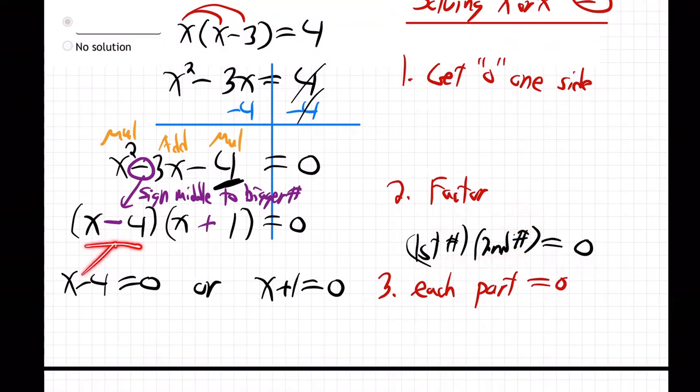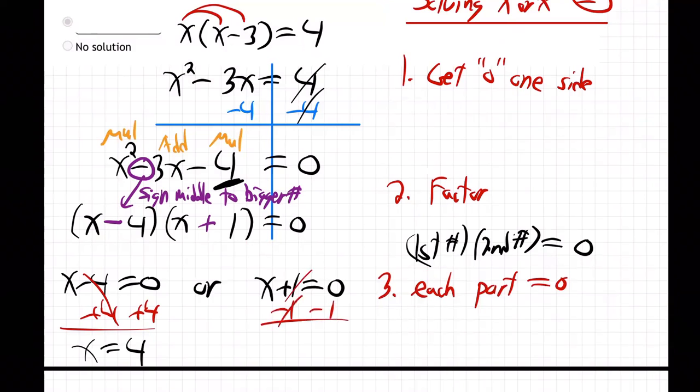So it means the first parenthesis is 0 or the second parenthesis is 0 because these are 2 things multiplying to equal 0. Okay, and then we just go on from there to solve. So solve for x, add 4 to both sides, boom. So x is 4, and here subtract 1 from both sides. So x is -1. So the two answers are 4 and -1.